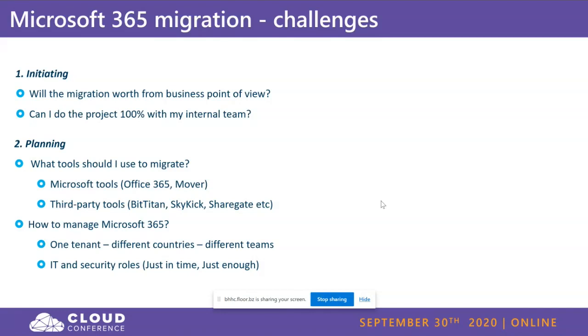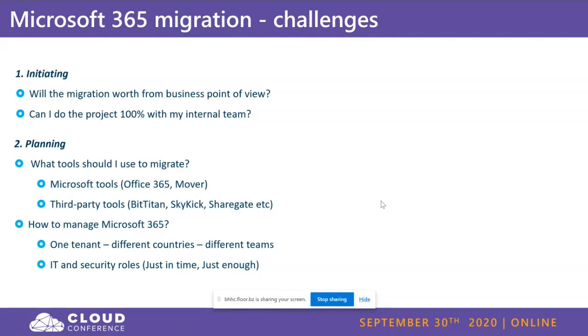Then during the planning, let's say we are planning to migrate and we have to choose how to migrate. How do we actually migrate? If we look on a Microsoft website, we can find some tools for migrating. We have some tools in Office 365 for migrating, and a lot of partners are doing the migration with those tools that are free from the Office 365 environment, or with Mover. There are some partners that are using Mover.io for migrating files. I remember that Microsoft bought this solution, Mover.io, and now you can use it for migrating files.